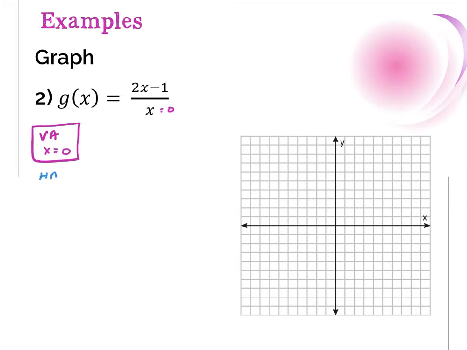Horizontal asymptote. What's true about the highest exponent in the top and the highest exponent in the bottom? They are the same. So this is the leading coefficient one, right? What's the leading coefficient in the numerator? 2. What's the leading coefficient in the denominator? 1. So my horizontal asymptote is y equals 2.